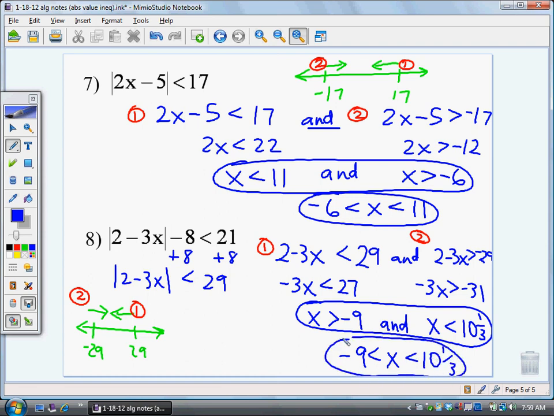So absolute value inequalities result in compound inequalities. If the original inequality symbol is a less than, you're connected by the word "and". If the original inequality is greater than, you're connected by the word "or".